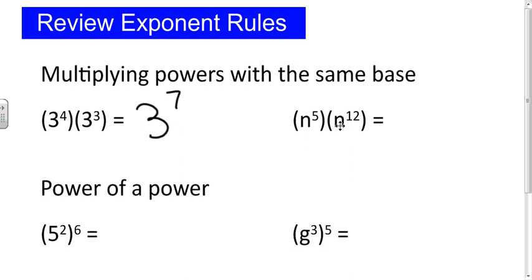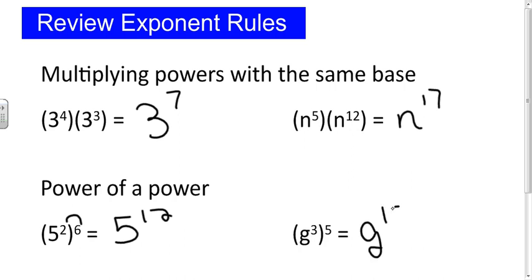So if I have n to the 5th times n to the 12th, I'm going to add these two exponents. That's n to the 17th. If I'm raising a power to a power, so if I have 5 squared in parentheses here, and I'm raising that all to the 6th power, I'm going to multiply these two exponents, 5 to the 12th. And g to the 3rd, all of that raised to the 5th power, I'm going to multiply those exponents, g to the 15th.